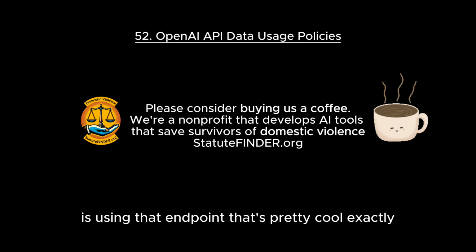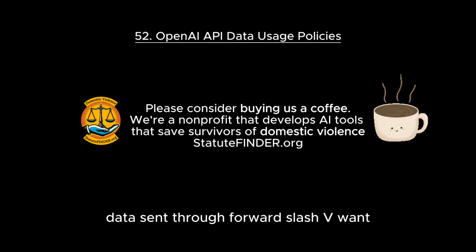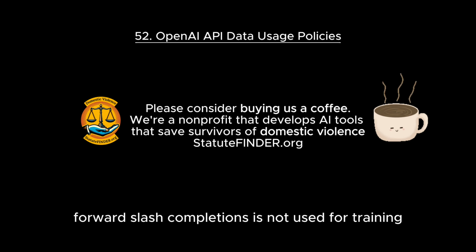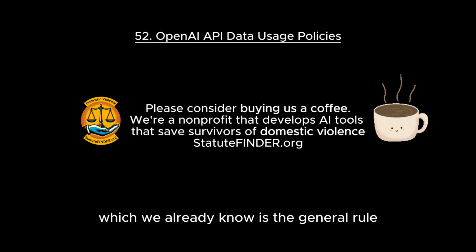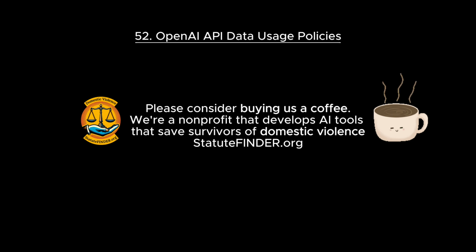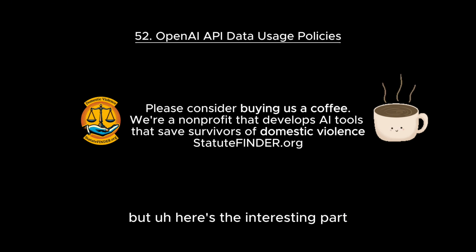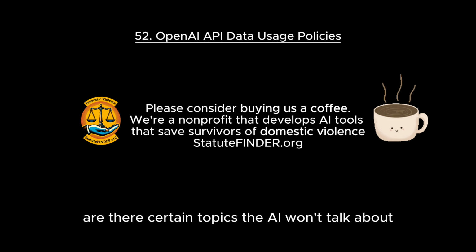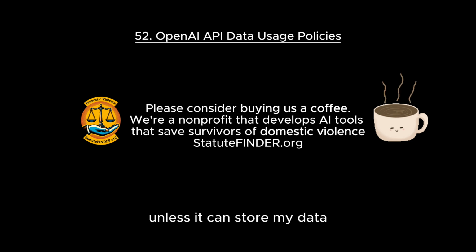That's pretty cool. Exactly. Now, according to the chart, data sent through /v1/chat/completions is not used for training, which we already know is the general rule now. The default retention policy is 30 days. But here's the interesting part. Zero data retention is possible in most cases. Most cases. What are the exceptions? I mean, are there certain topics the AI won't talk about unless it can store my data?